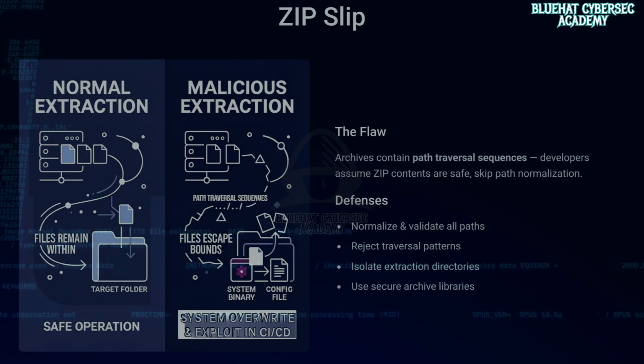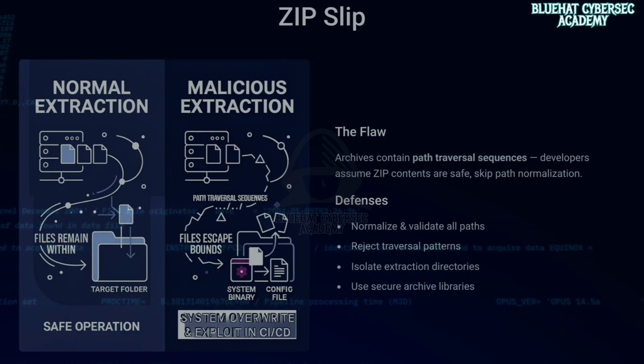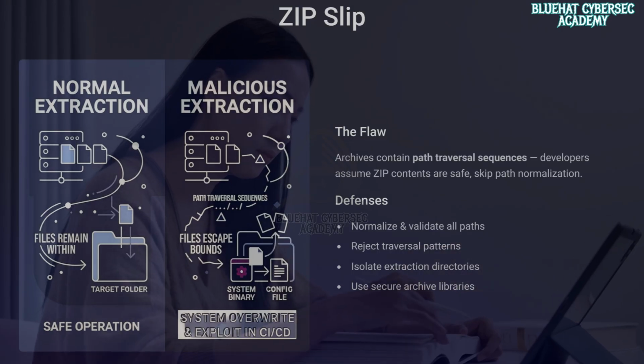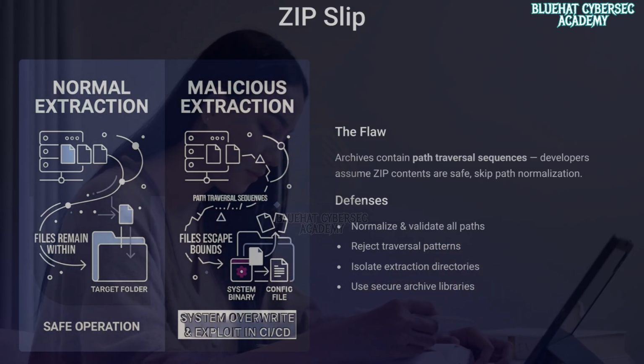Now think about the impact. Files may be written outside the extraction folder. They can overwrite system files or application binaries, and it is frequently exploited in CI/CD pipelines and update systems. The root cause is surprisingly basic. Developers assume zip contents are safe, but fail to normalize file paths before writing them to disk.